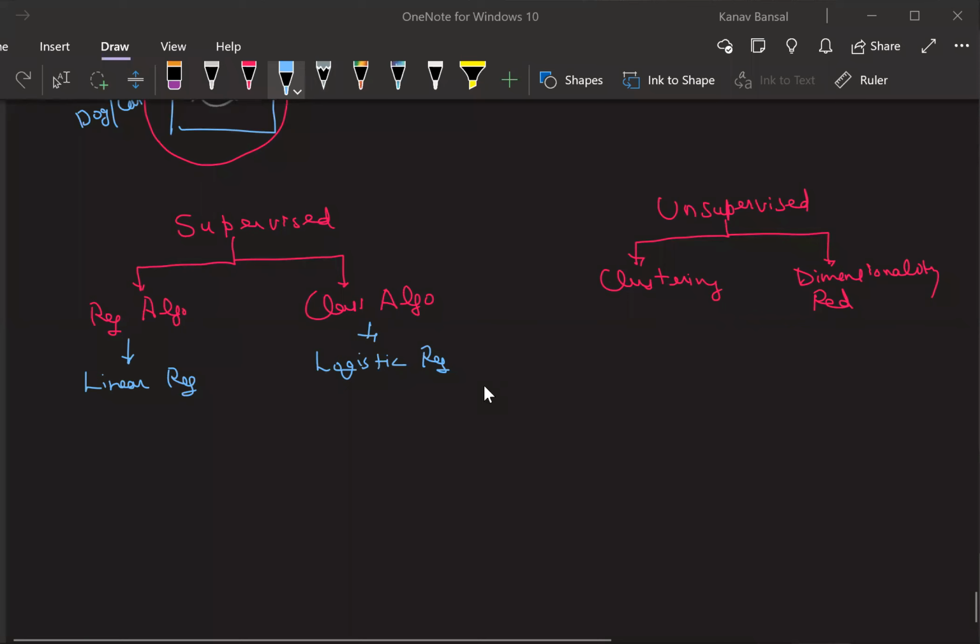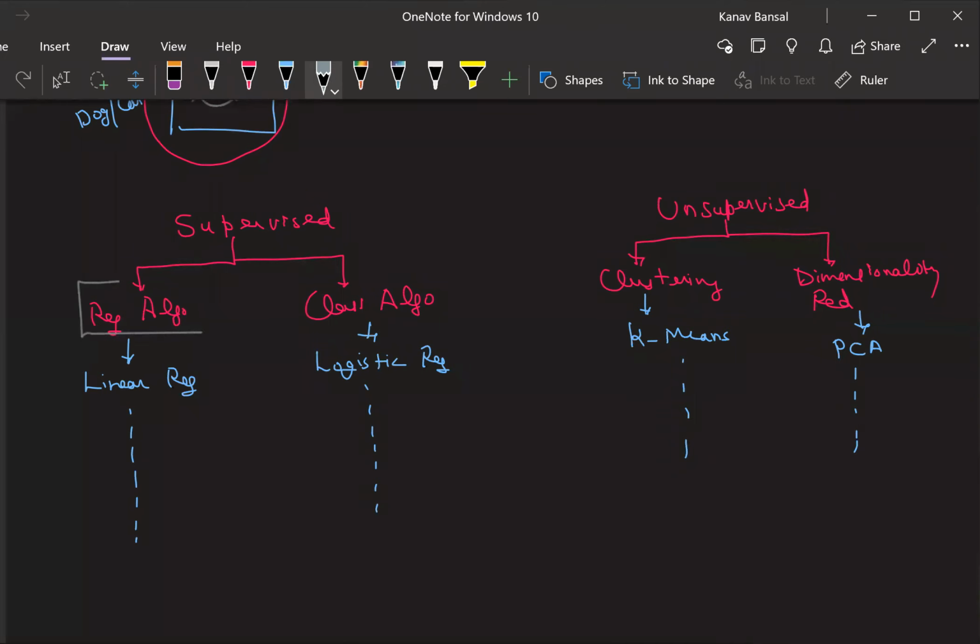In clustering, there is one very popular algorithm called k-means. In dimensionality reduction, there is something called PCA. Similarly, there are many algorithms in each of these categories. Whenever we talk about machine learning, we are either going to do a regression task, a classification task, a clustering task, or a dimensionality reduction task. Is it making sense to everyone now?